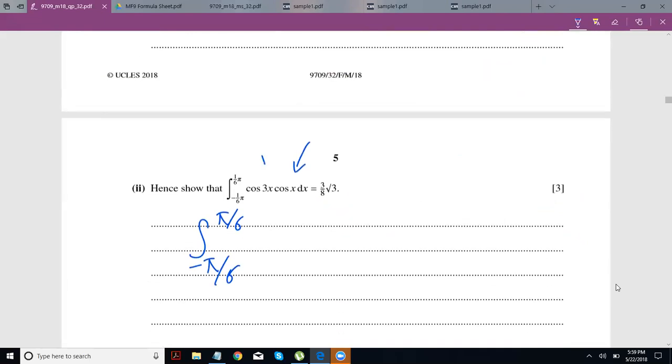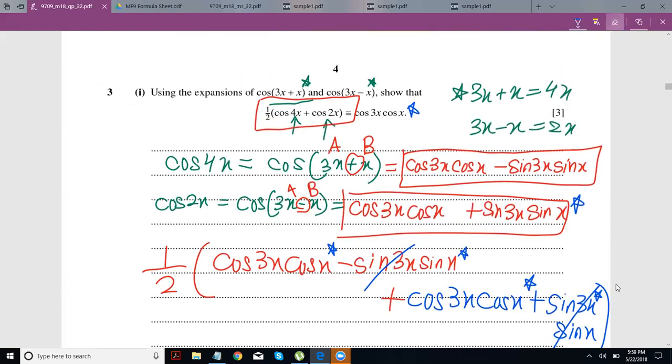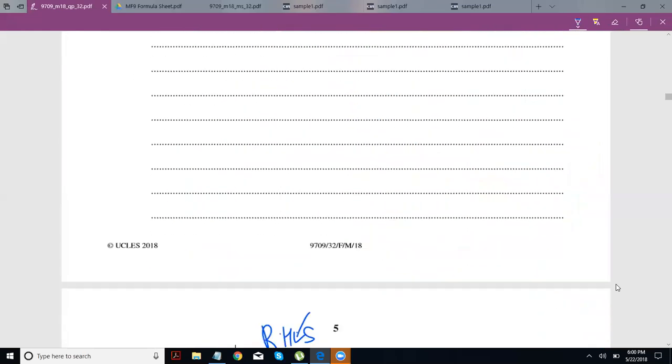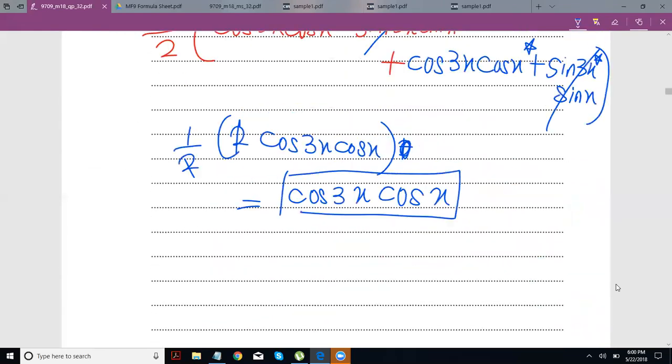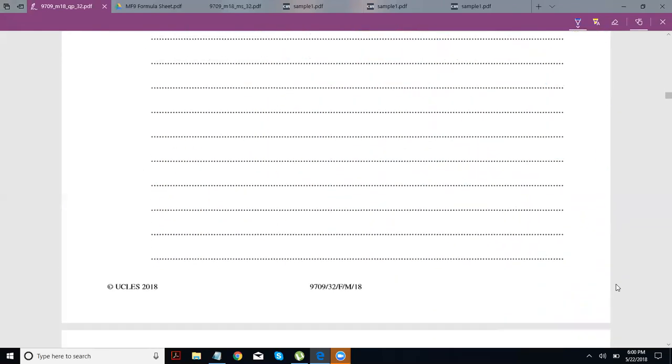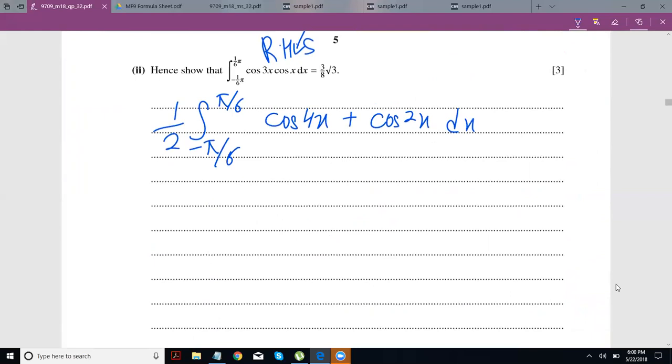So this is your right hand side of the expression that we have above, and it is equal to your left hand side because you have your sign of equality. And your left hand side is half cos 4x plus cos 2x. Let me just write that, we can just take the half common here. Cos 4x plus cos 2x dx. I just took the half to the side because that's just going to get in the way. Okay, and now you can integrate very easily.